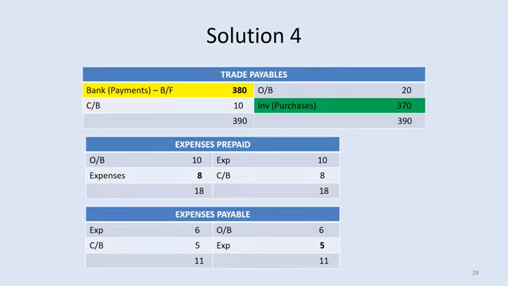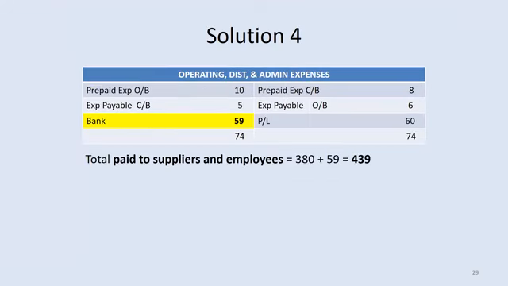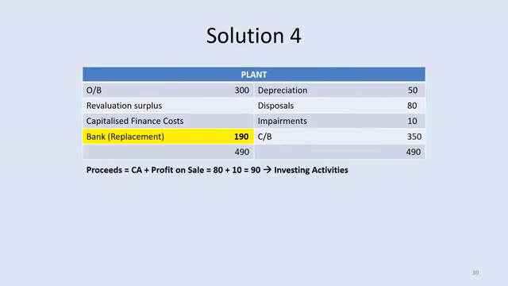The other one we'll want to include is the 380 from trade payables, and that will give us our total that is paid to suppliers and employees of 439,000. That's going to be important for us as we go through and provide for our disclosure.